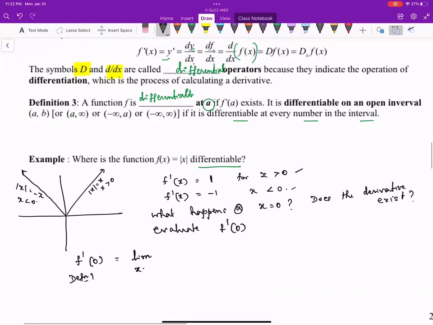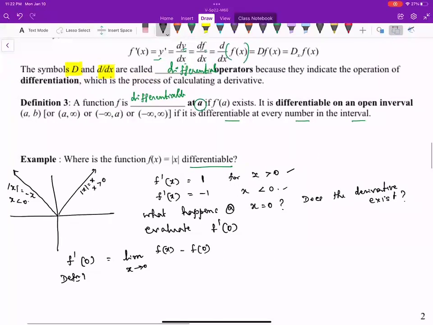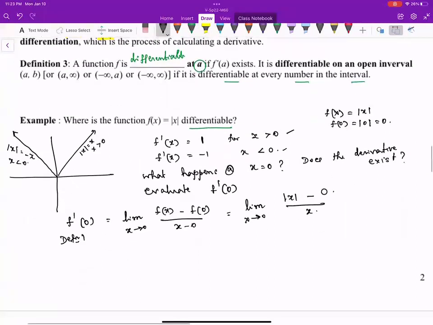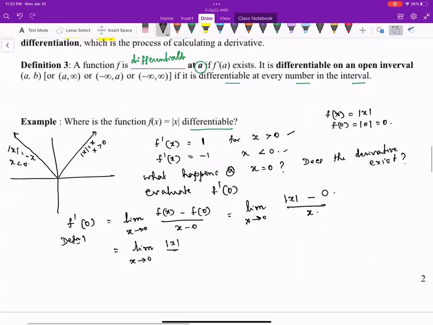The limit as x approaches 0 of f of x minus f of 0, over x minus 0. So it is the limit as x approaches 0 of f of x. What is f of x? It's the given function, absolute x. What is f of 0? Absolute 0, which is 0. So 0 divided by x. So ultimately this definition becomes the limit as x approaches 0 of absolute x over x.